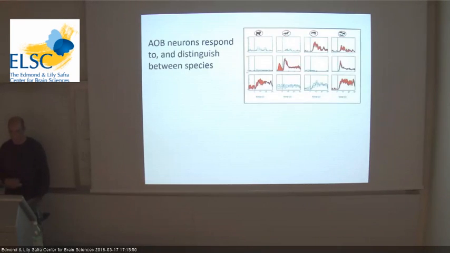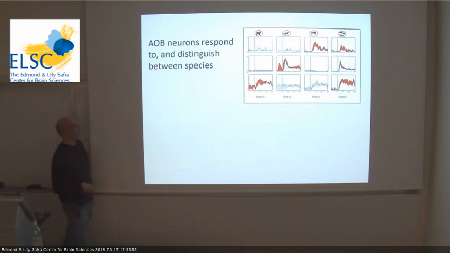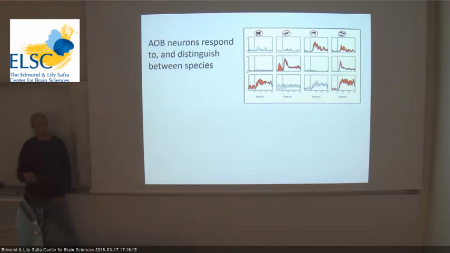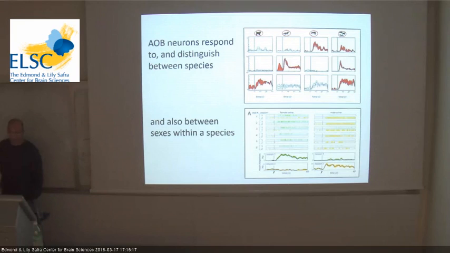Spring allergy, yes. Okay, so these are very early recordings made from the accessory olfactory bulb. And here you can see that AOB neurons can respond to and can distinguish between different species. So these are responses to a bobcat and to a fox and to a rat. Each row shows you one neuron, and you can see that it can have a selective response to one of these species.